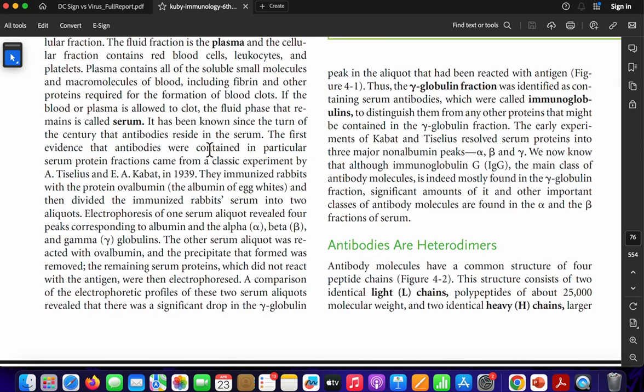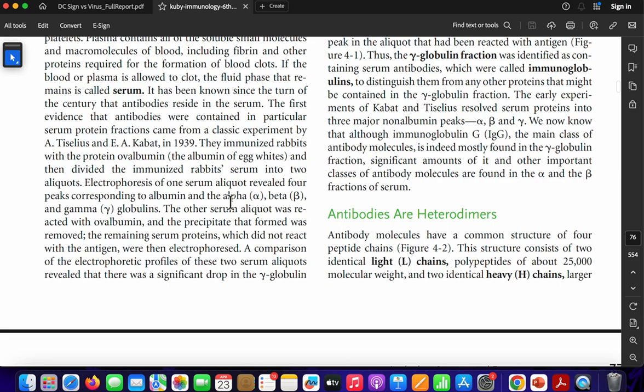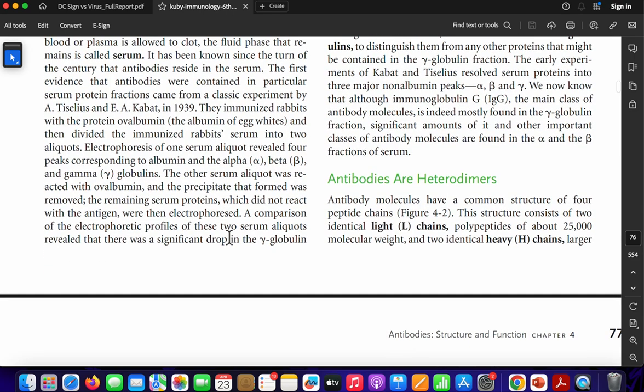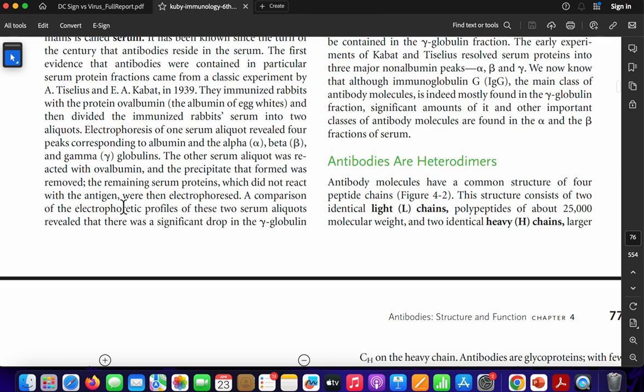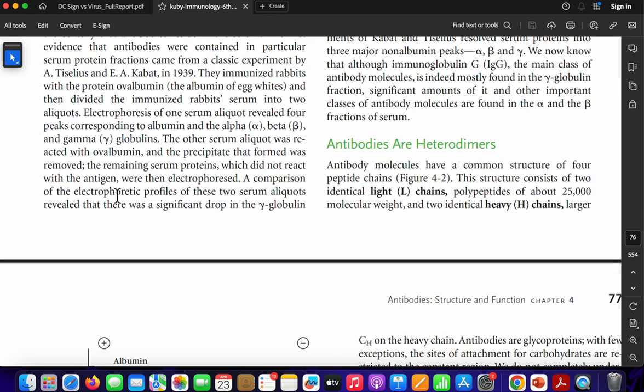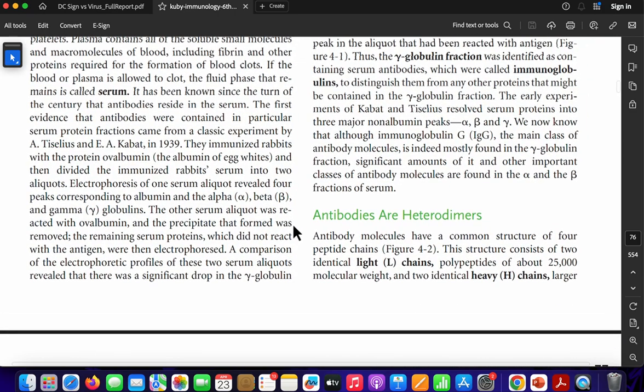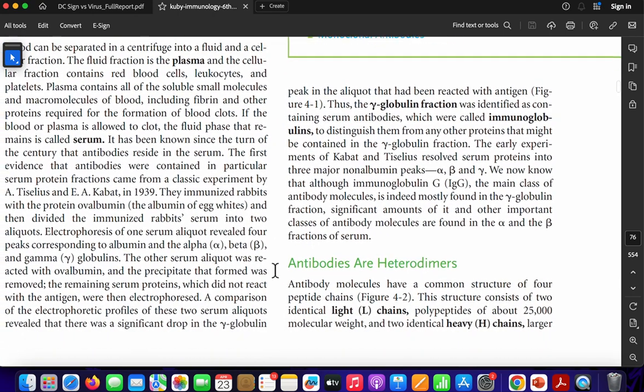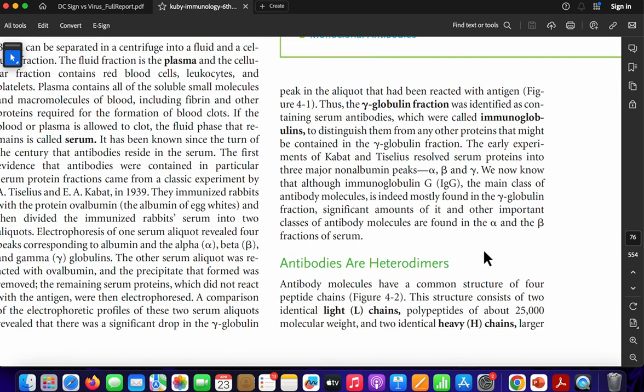The first evidence that antibodies were contained in particular serum protein fractions came from a classic experiment by Tiselius and Kabat. They immunized rabbits with the protein ovalbumin and then divided the immunized rabbit serum into two aliquots. Electrophoresis of one serum aliquot revealed four peaks corresponding to albumin and the alpha, beta and gamma globulins. The other serum aliquot was reacted with ovalbumin and the precipitate that formed was removed. The remaining serum proteins, which did not react with the antigen, were then electrophoresed. A comparison of the electrophoretic profiles of these two serum aliquots revealed a significant drop in the gamma globulin peak in the aliquot that had been reacted with antigen. Thus, the gamma globulin fraction was identified as containing serum antibodies, which were called immunoglobulins.